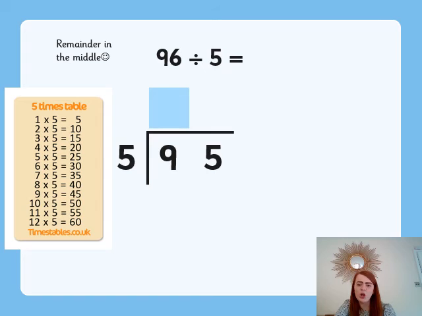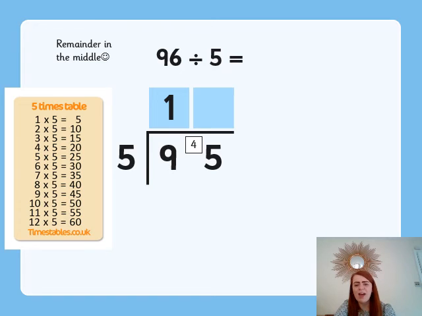Let's try another question where the remainder is in the middle. This time I've got 95 divided by 5. So I want to think, how many 5s are there in 9? There is 1 5 in 9. And 5 add what equals 9? What's my remainder going to be? 4. There's 4 left over.